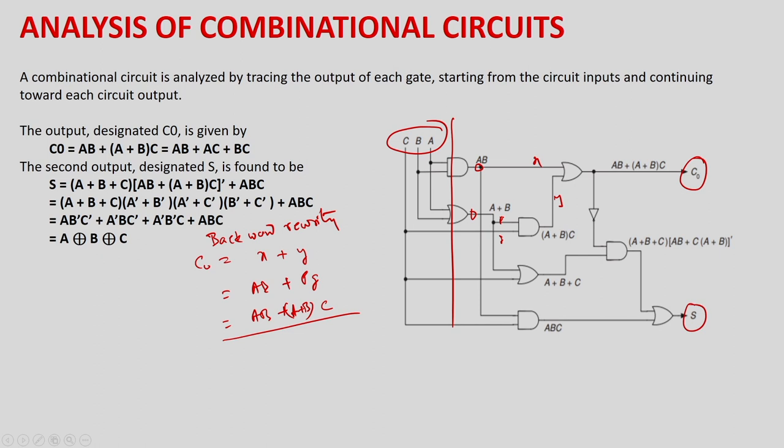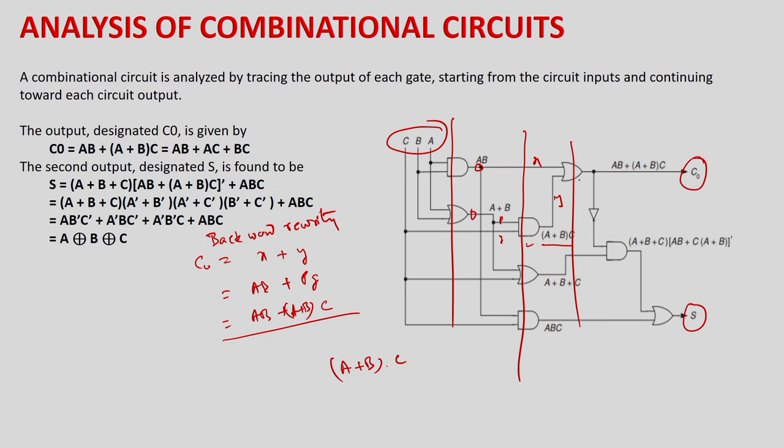Then I will move to the next level of gates, level 2 gates. Since I have already defined the output of each level 1 gate, all the inputs of these gates are now defined, right? So for this AND gate, one input is A or B and the other input is C. So this is doing AND, so this will be (A or B) and C.